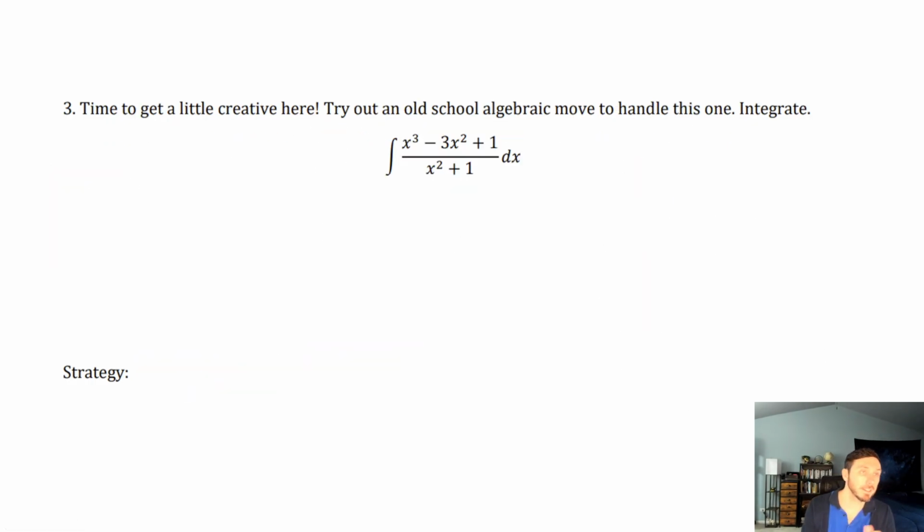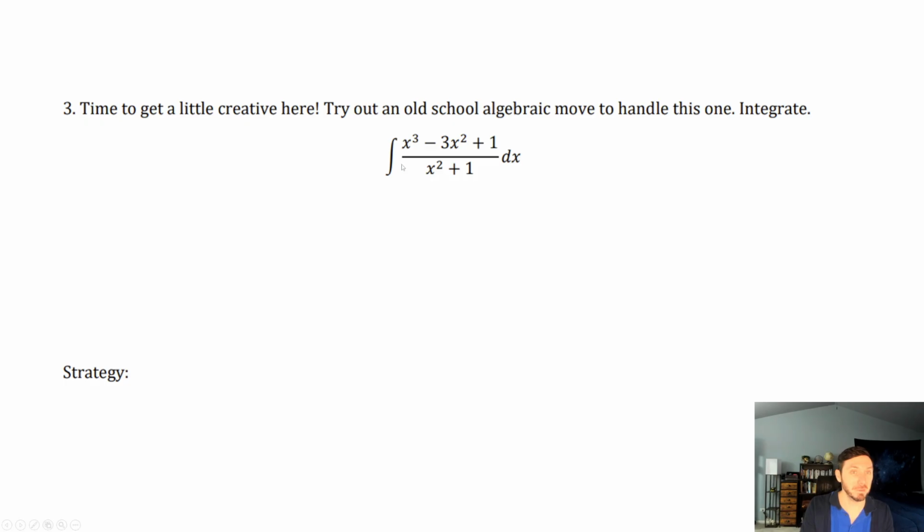All right, for the next little creative algebraic move that can be beneficial, let's try out an old school algebraic move. If I were to remove this integral here and remove this dx and just give you this expression, there might be some deep down advanced algebra, college algebra, pre-calculus, whatever, instinct on what you can do with this expression to simplify or rewrite it. That expression can be written as, through the process of polynomial long division, the following.